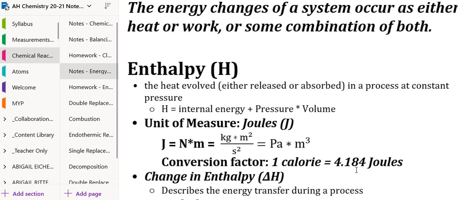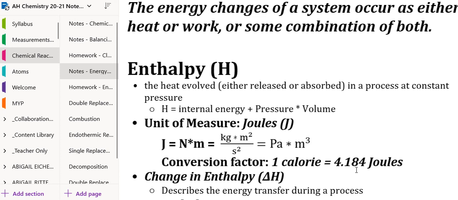Now, notice the C on calories is lowercase. When we're talking food calories, it's an uppercase C, which is really a kilocalorie. So when you look at food and it's got 100 calories in it, it's really got 100 kilocalories. You don't need to know that, but just know that the units got a little wonky.